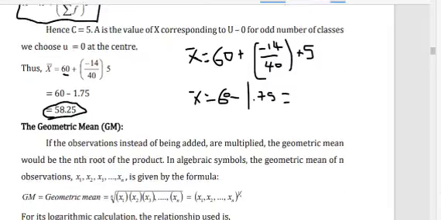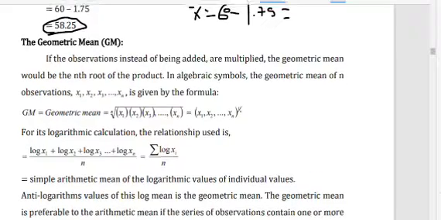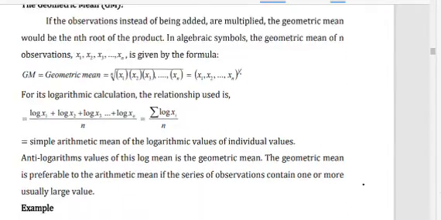Now in geometric mean, instead of adding all the numbers together, you multiply them together and take the nth root, or you use logarithm to do it. So I'll take another example to show you what this means.